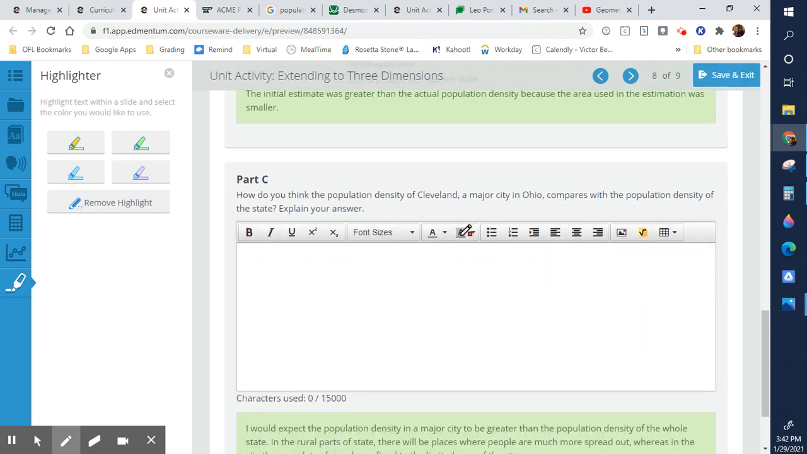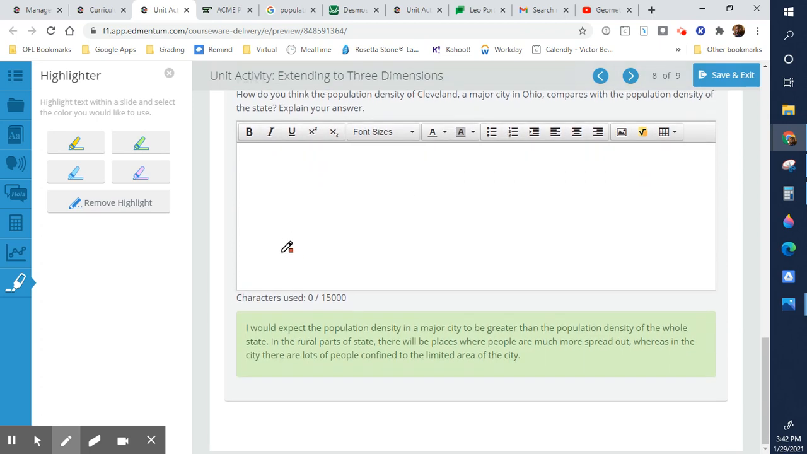What do you think the density of Cleveland is as a city compared to Ohio? Well, obviously, cities should have more people, so you should put something like, I think it will have a bigger density because it's a city, whereas Ohio has a lot of empty spaces. So write something like that down.